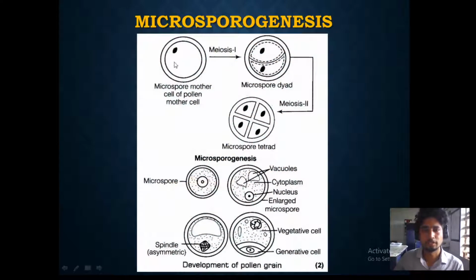So in this also, the microspore mother cell undergoes meiosis, and this meiosis forms the tetrad, the microspore tetrad, and this microspore tetrad forms microspores after anther maturation.